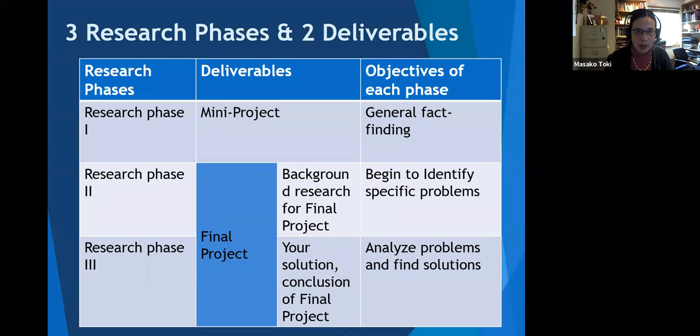In research phase 2, students are going to begin to identify specific problems. This research phase 2 is going to be part of the final project. Research phase 3 is also part of the final project, and in this phase, students are going to find their own solution and conclusion. If you need to review the assignment and goals, please visit my other lecture where I explained this year's new research outcomes and goals.